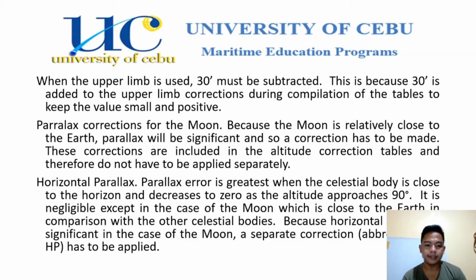Horizontal parallax. Parallax error is greatest when the celestial body is close to the horizon and decreases to zero as the altitude approaches 90 degrees. It is significant in comparison with the other celestial bodies because horizontal parallax is significant in the case of the moon, and separate corrections have to be applied.